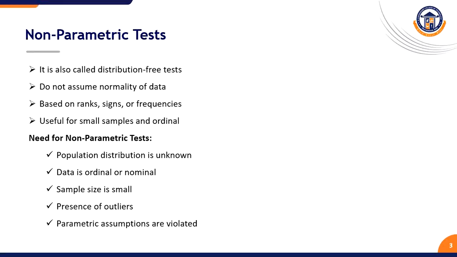Need of non-parametric test: population distribution is unknown. Data is ordinal or nominal. Sample size is small. Presence of outliers. Parametric assumptions are violated.